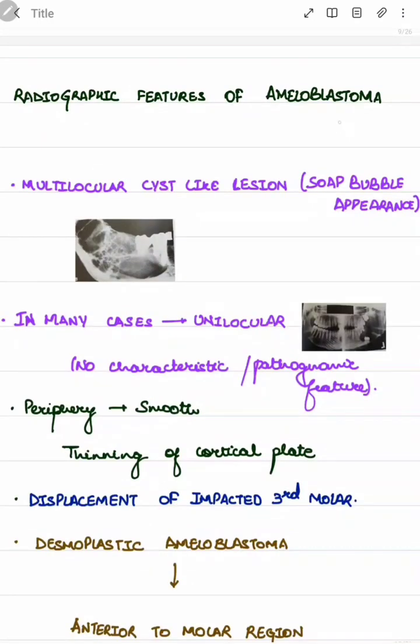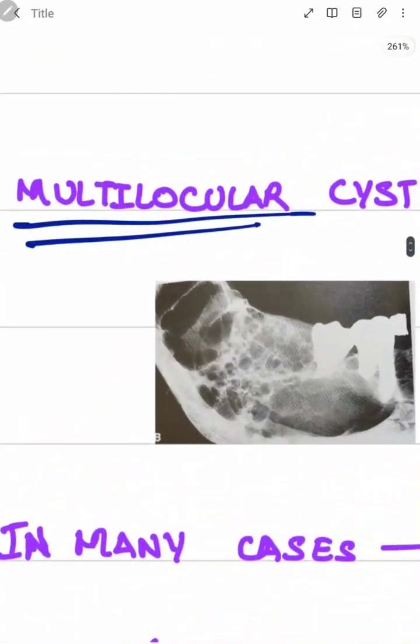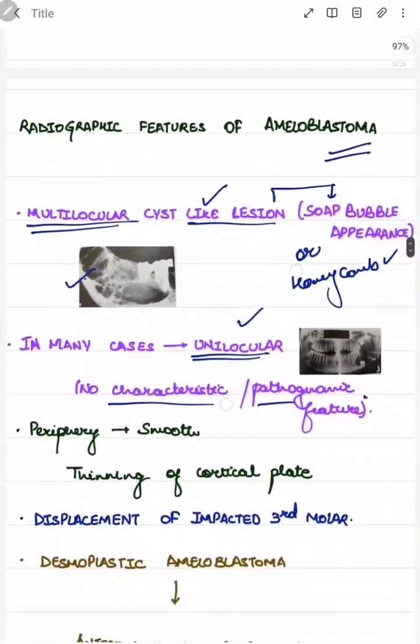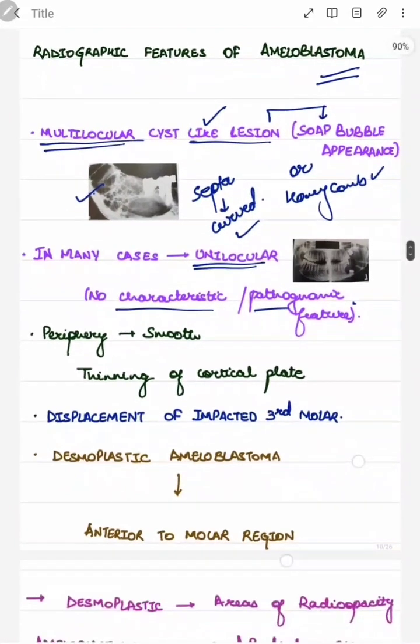Now, the radiographic features of ameloblastoma. Ameloblastoma can be multilocular or unilocular. If it is a multilocular cyst-like lesion, it will give rise to soap bubble appearance or honeycomb appearance. So, if the lesion is unilocular, then no characteristic or pathognomonic features are seen. So, here in this picture, you can see a honeycomb or soap bubble appearance. There are septa present in between this lesion. That septa is basically curved, which is a characteristic feature of ameloblastoma.